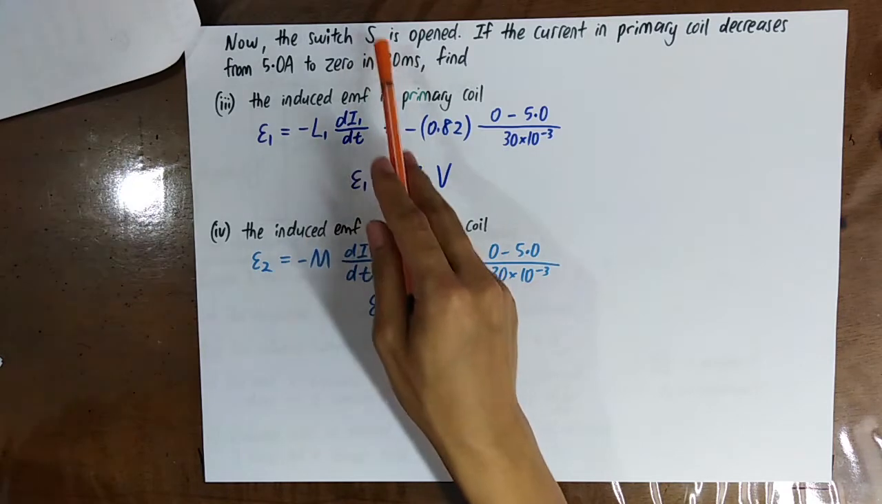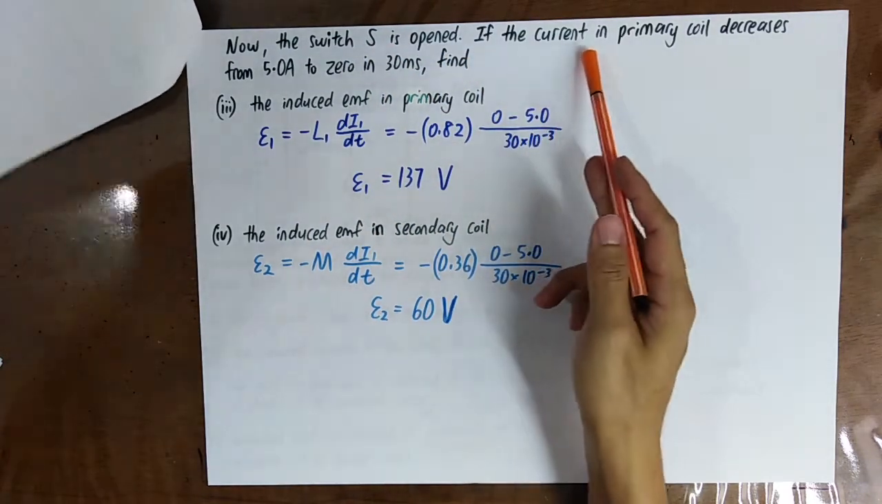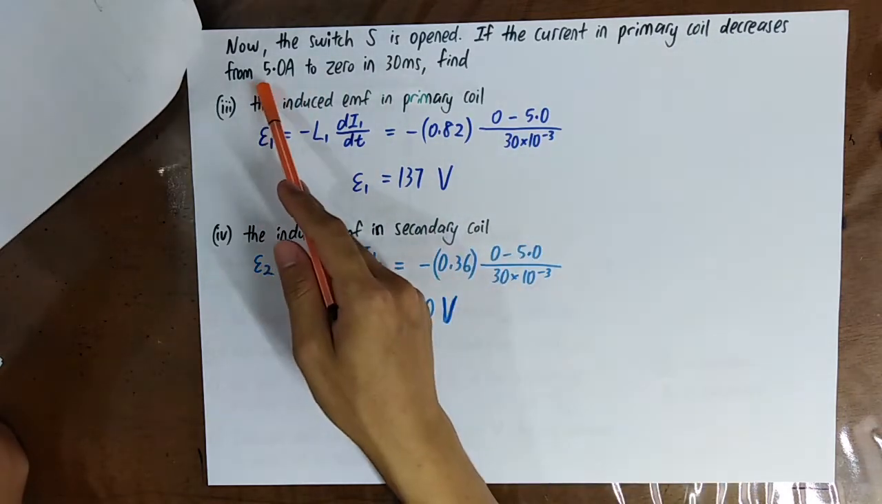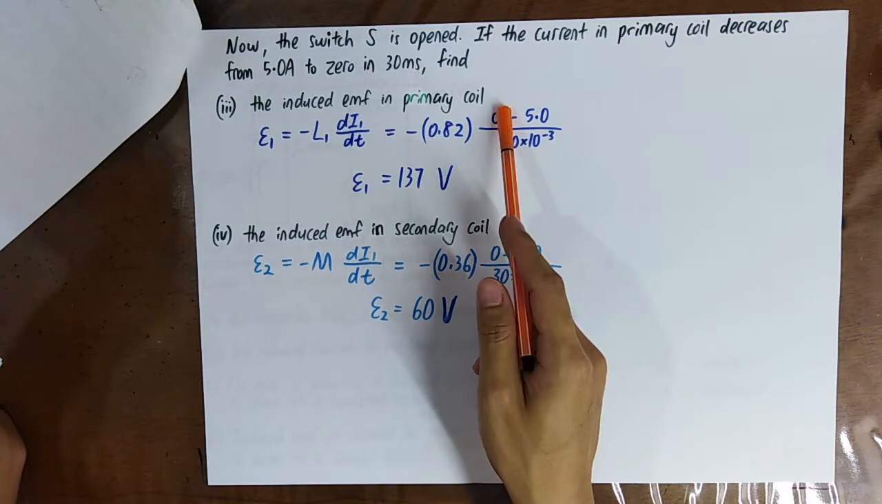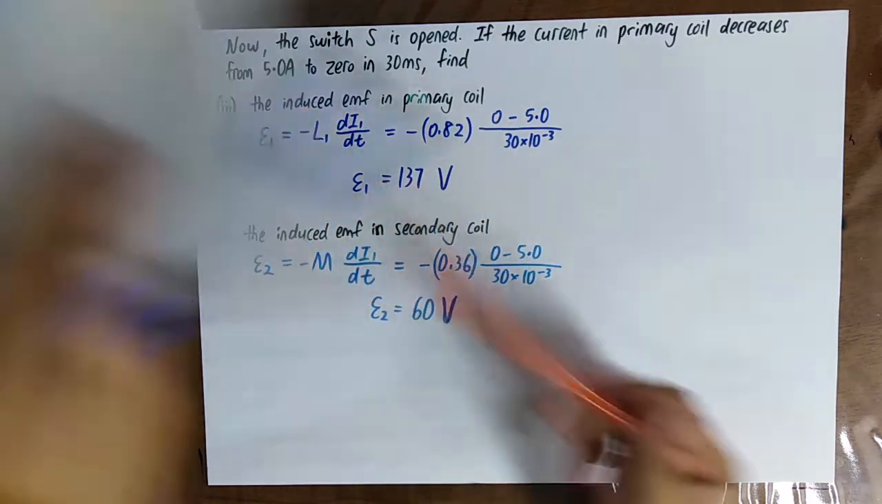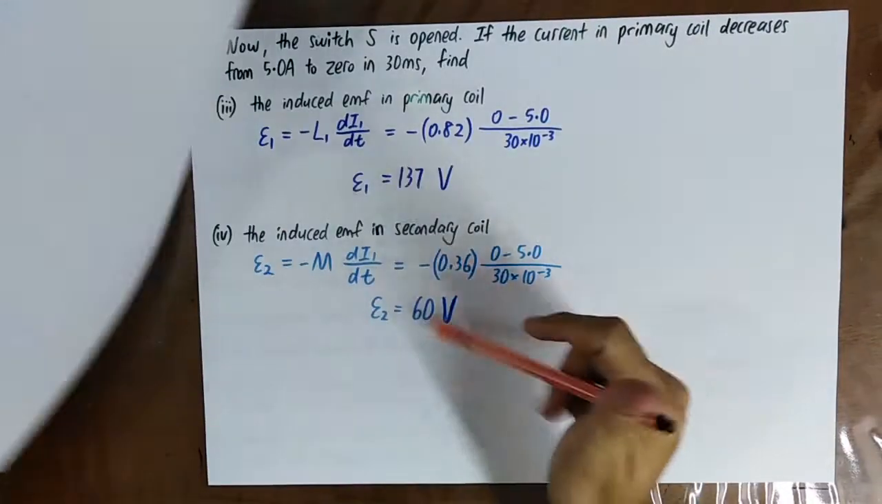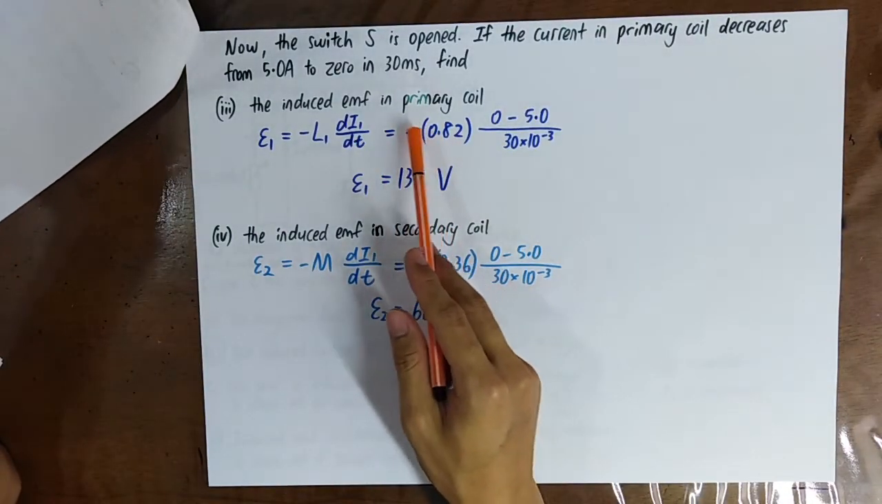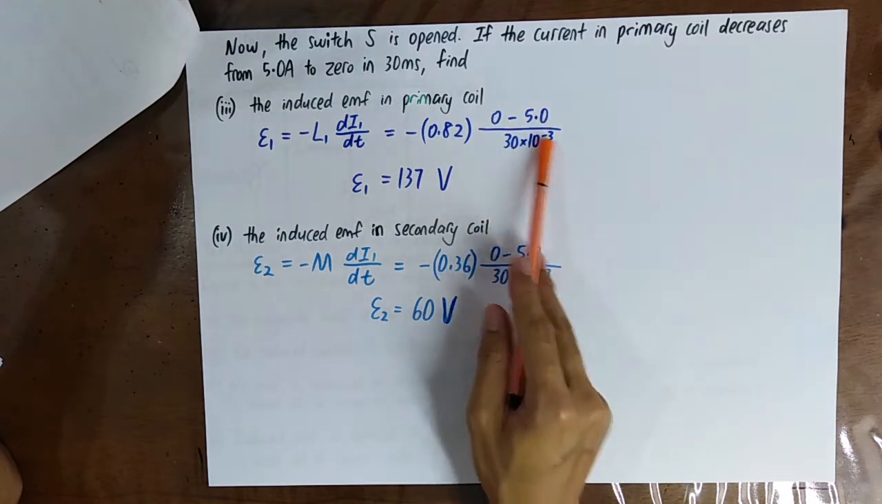Now the switch S is open. If the current in the primary coil decreases from 5 ampere to 0 in 30 milliseconds, please find the induced EMF in the primary coil. Just now you were given the self-inductance of the primary coil, and you know that the current goes from 5 ampere to 0 ampere in 30 milliseconds.